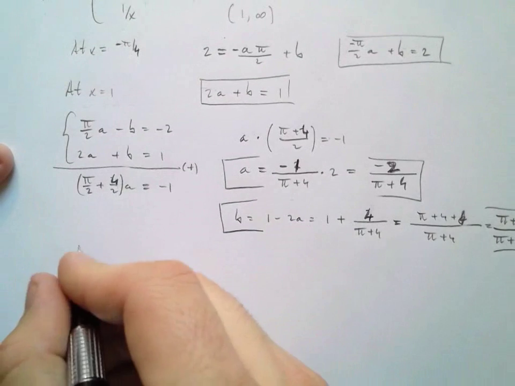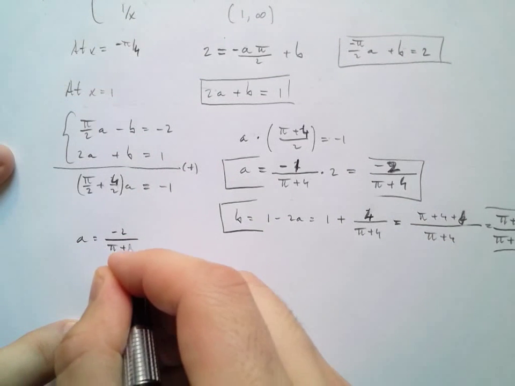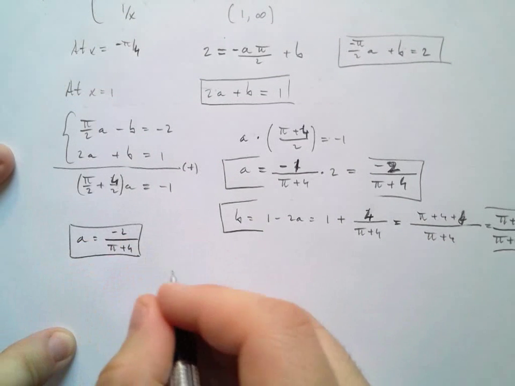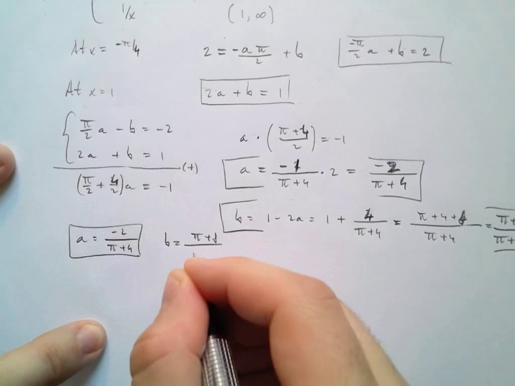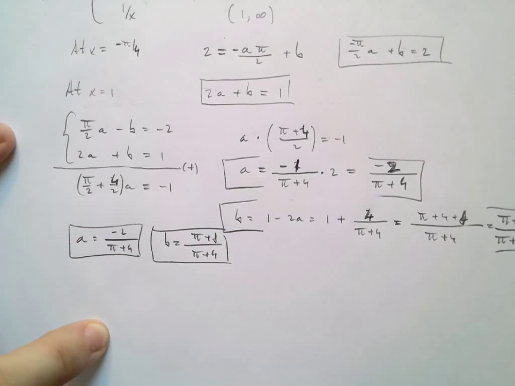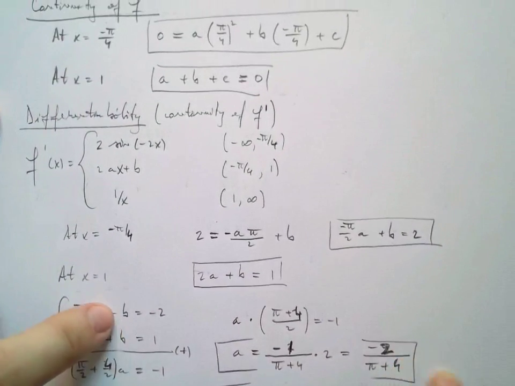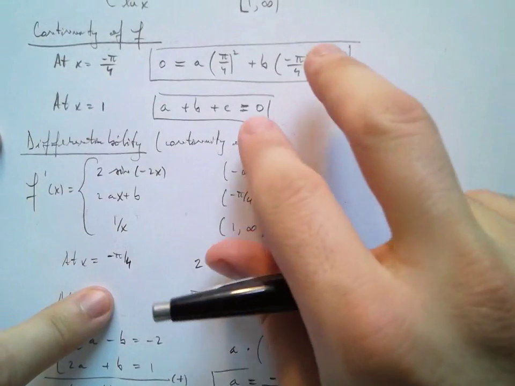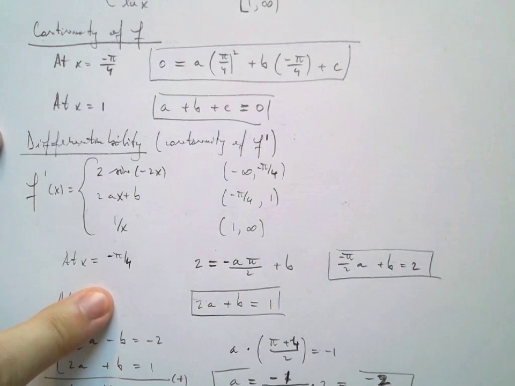Let me write these down here. A was negative 2 over pi plus 4. B was pi plus 8 over pi plus 4. Right, just messing up on the algebra here. Okay, great. So I have the values of a and b. Now what I want to do is go back to these top equations and plug in those values. And ideally what will happen is I'll get some kind of contradiction.